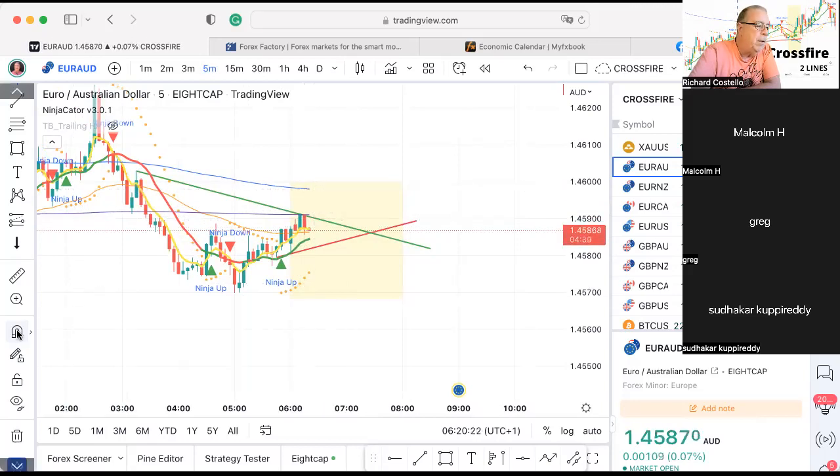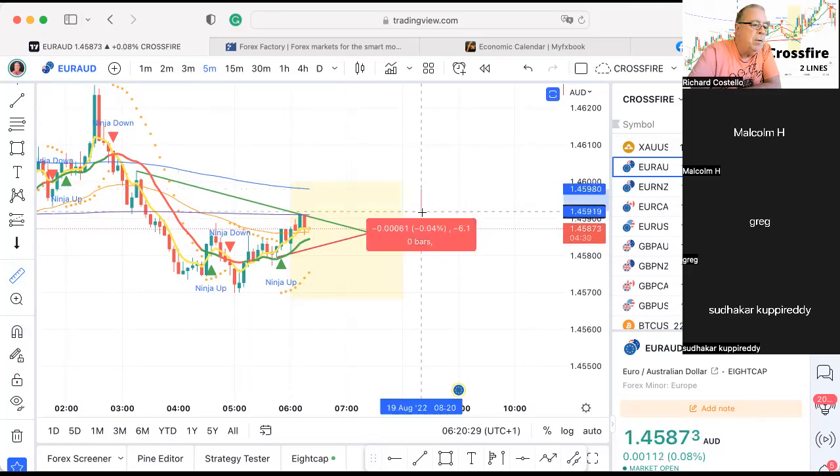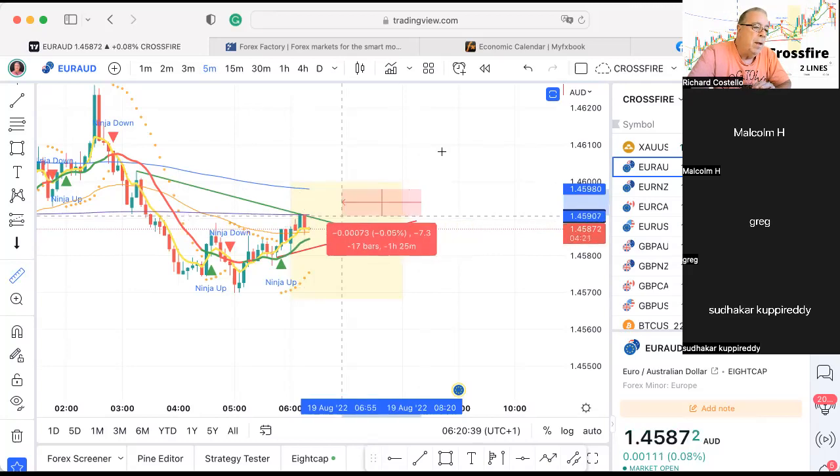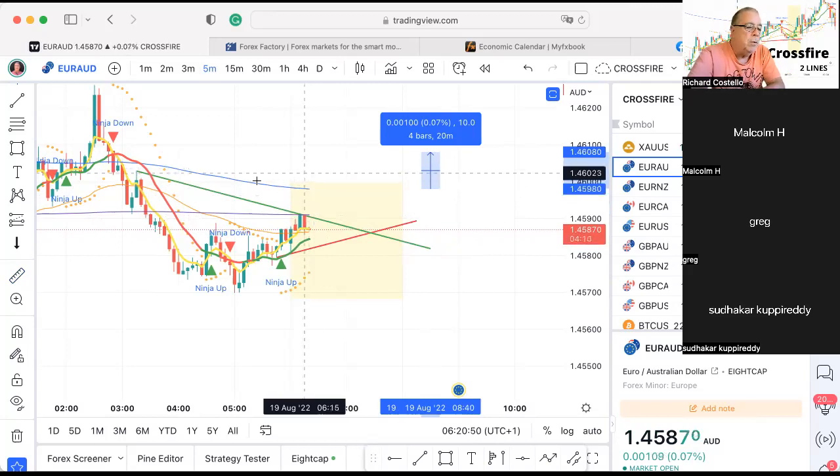I'm going to turn off the magnet tool because it does interfere with what you try to do with the cursor. I'm just going to measure that distance between the 200 moving average and where the 800 moving average is, and there's 7 pips. So I think that if and when price moves above that green line, it's going to struggle to get past that line, and I would be waiting for price to get above that blue line before I thought about getting into a trade.